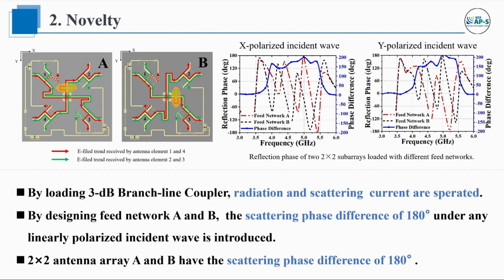Based on this design, subarray A and subarray B exhibit similar radiation characteristics and scatter with a phase difference of 180 degrees under any linearly polarized incident wave. This enables scatter cancellation and thus reduces the overall RCS of the antenna.